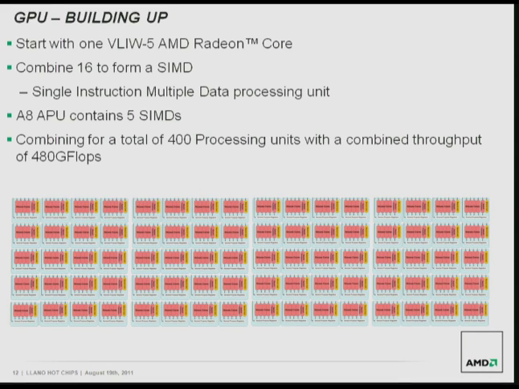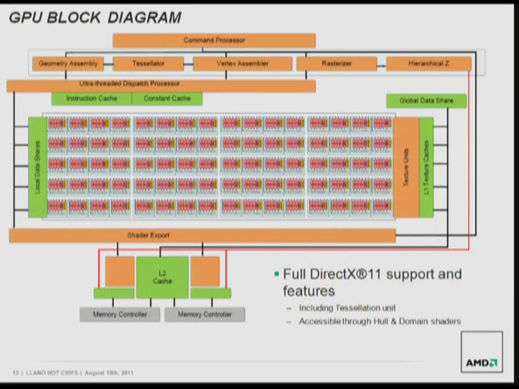This is pretty important because one of the things that AMD is stressing right now is the compute capabilities of the GPU core itself. So it's pretty exciting when you look at having on tap 480 gigaflops that you can use for OpenCL or DirectCompute applications. And it's also a graphics core. So I'm not going to work through this, but again, full DX11 support in the graphics core.